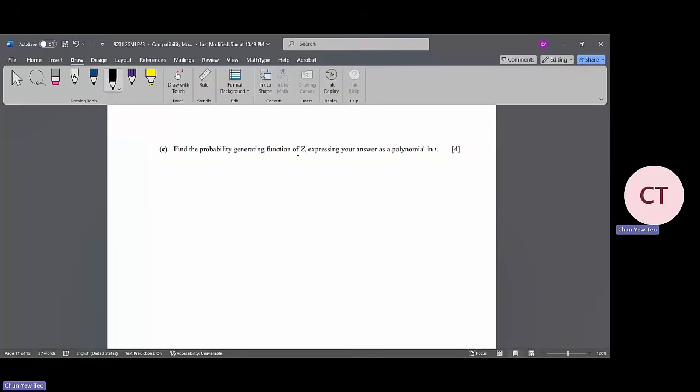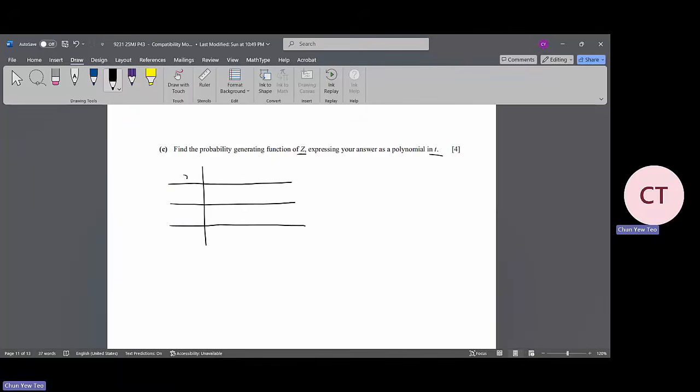Find the PGF for Z, expressing your answer as a polynomial in t. However, they still want us to find Z. But from part B, we know that they are not independent. So we actually cannot use G_X multiplied by G_Y to find G_Z. So what you need to do now is to build the table and see the relationship of X and Y carefully.